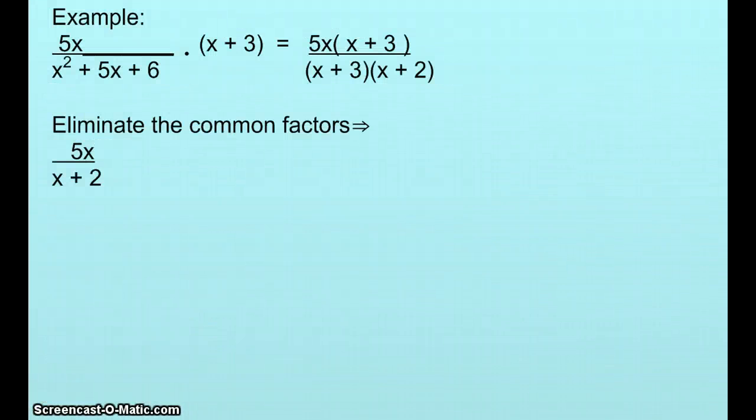Here's another example, but this time we have a fraction multiplied by a binomial. So we have 5x divided by (x squared plus 5x plus 6), and I'm going to multiply that by (x plus 3). So the x plus 3 just goes in the numerator with the 5x, and I've factored the denominator so that it's (x plus 3) times (x plus 2). So now I have a common factor in the numerator and the denominator, the x plus 3 and the x plus 3. Those you can eliminate, so you end up with 5x divided by (x plus 2). That is in its simplest form. You can't remove anything from either the numerator or the denominator.